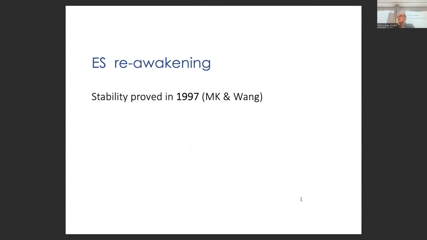Extremum seeking was of interest to control people in the 1940s, primarily in the Soviet Union. There was some interest in the early 50s in the US by Charles Stark Draper and others. And it kind of disappeared in the 1960s.